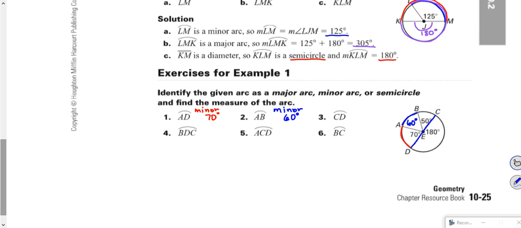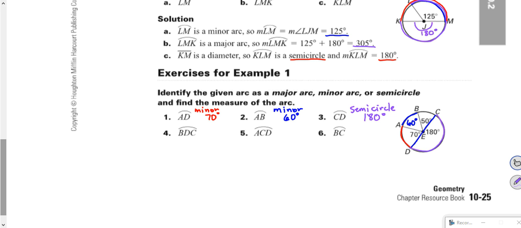Now, arc CD. Couple different ways you could draw it. This is a semicircle. Now, semicircles are kind of interesting because they technically aren't major or minor, but they can be named with either 2 letters or 3 letters. So where typically a minor arc is named with 2 letters and a major arc is named with 3, a semicircle could go either way. I've seen it done both ways. So semicircle, of course, we know is 180 degrees.